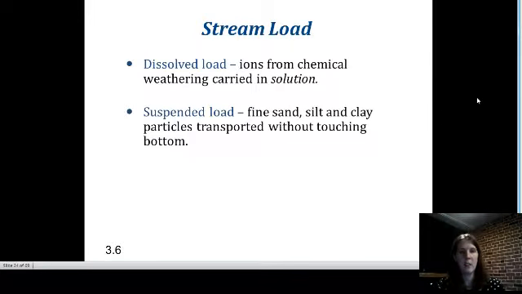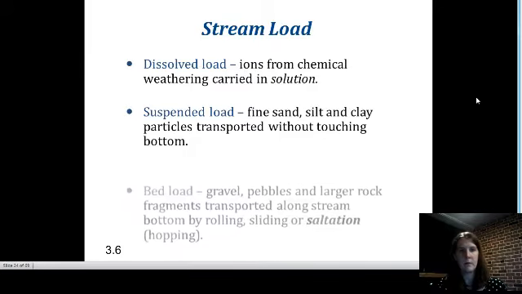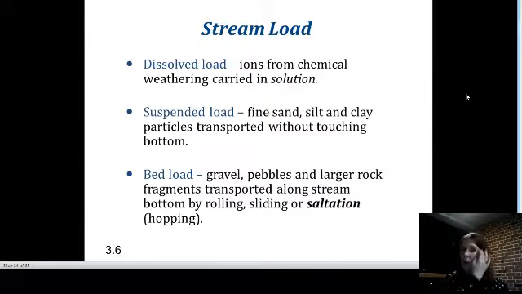A suspended load is the physical transport of particles within the water column. They don't touch the bottom of the stream bed at all. They are fully distributed within the water. And finally, bed load are gravel, pebbles, and larger rock that are too heavy to be picked up and transported in the water. Instead, they are moved along the stream bottom by rolling, sliding, or what's called saltation, or basically hopping along.